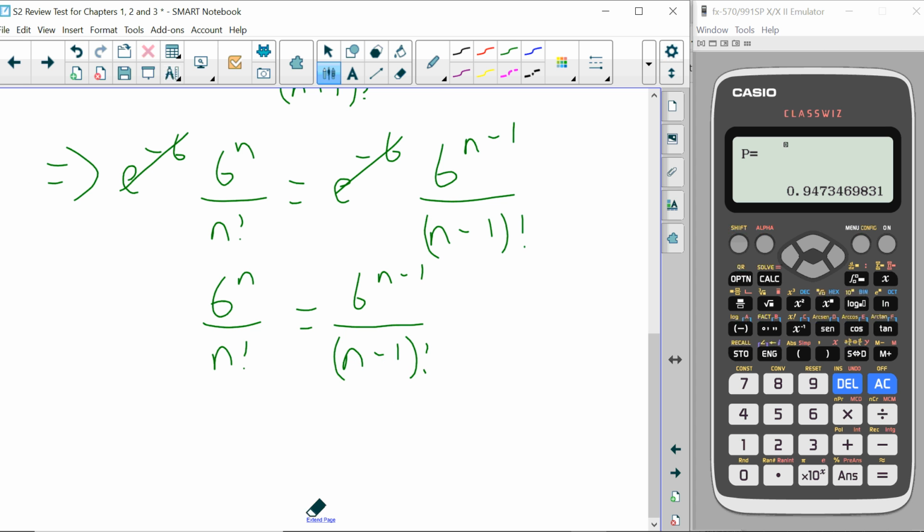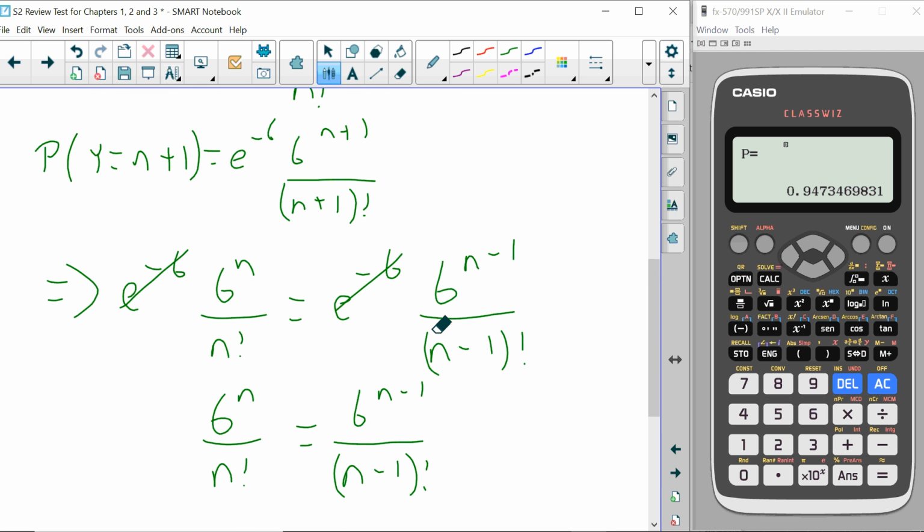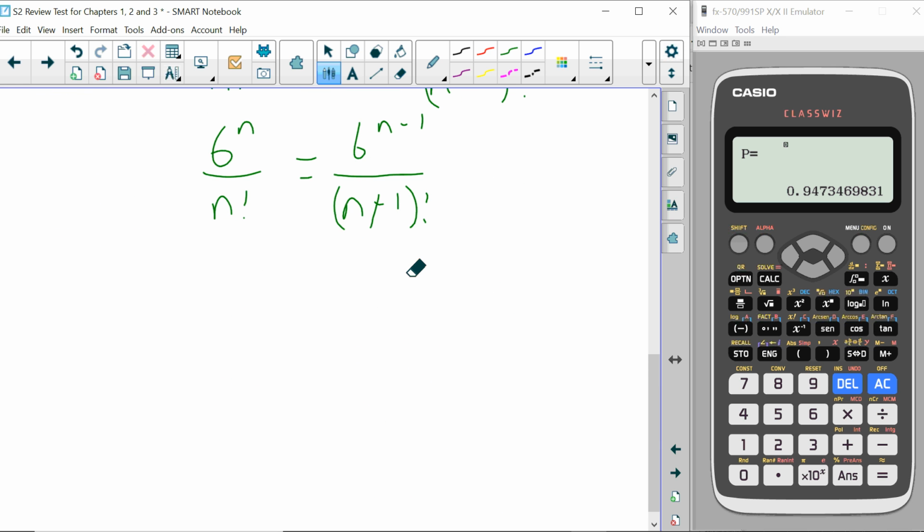Now, it makes sense at this stage to get any 6 to the n's, or 6 to the n plus 1, basically powers of 6 on one side, and the factorials on one side too. So what I'm going to do is multiply both sides by n plus 1 factorial. Up here, I'm going to have n plus 1 factorial. And I'm going to divide both sides by the 6 to the n.